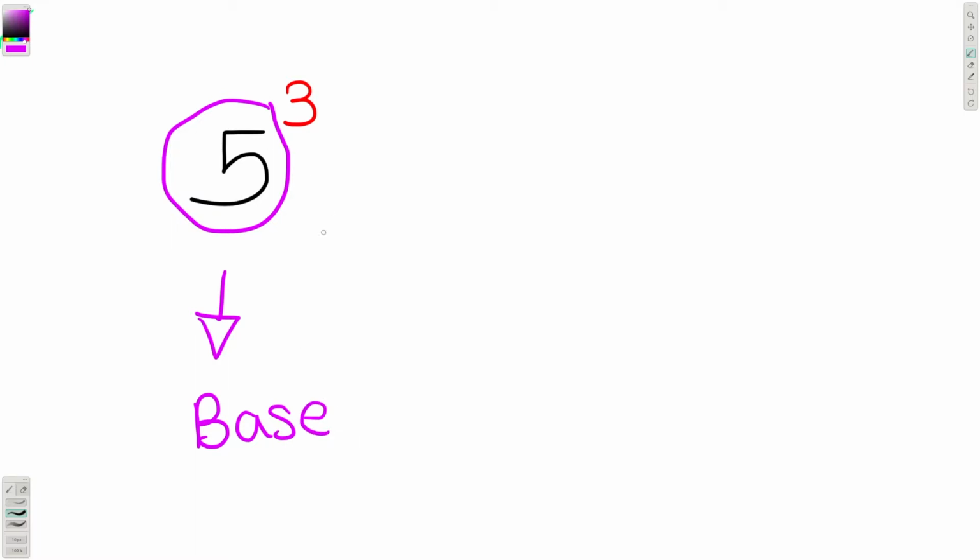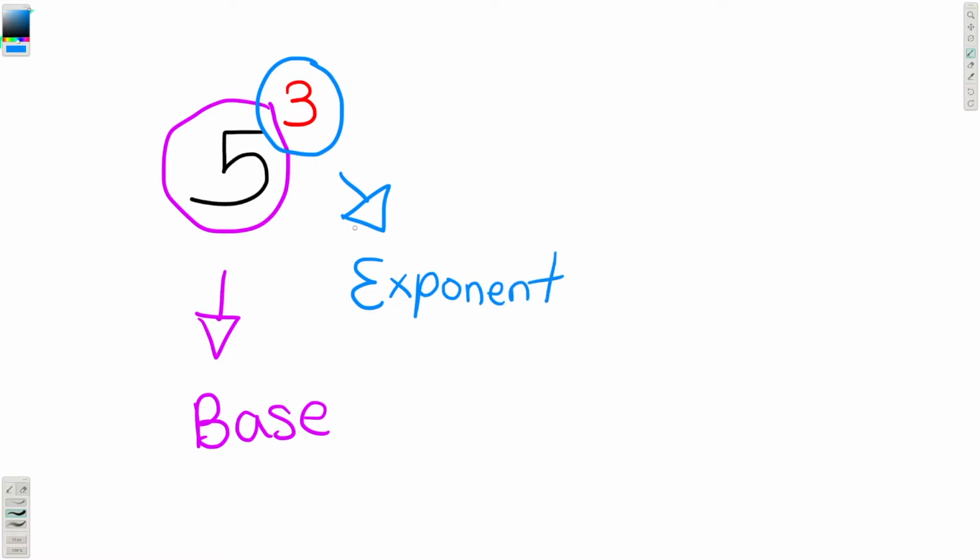Now, actually before we go anywhere, I'm gonna give you guys two vocabulary words. First one, this is called a base. Keep in mind the base is always the big number, and this is an exponent if you haven't guessed. This is the most important thing, an exponent. Keep in mind these are two important vocabulary words.